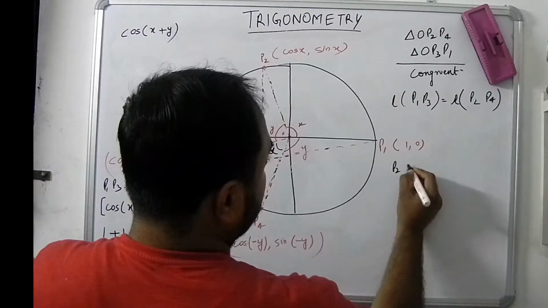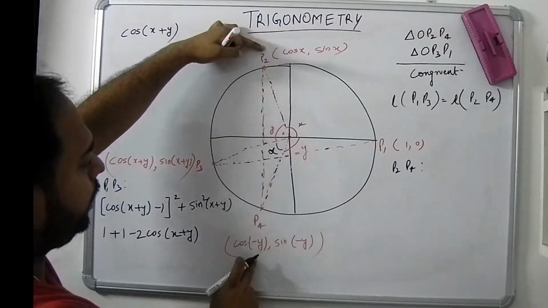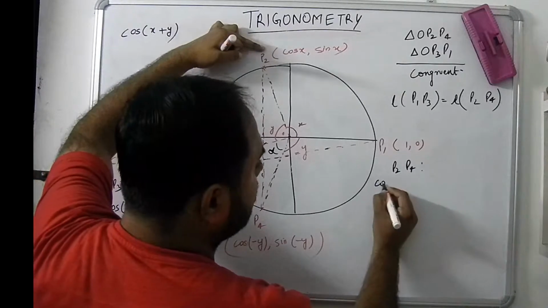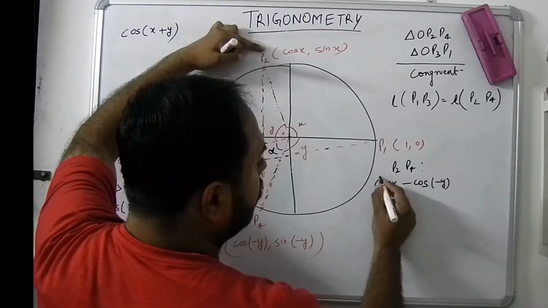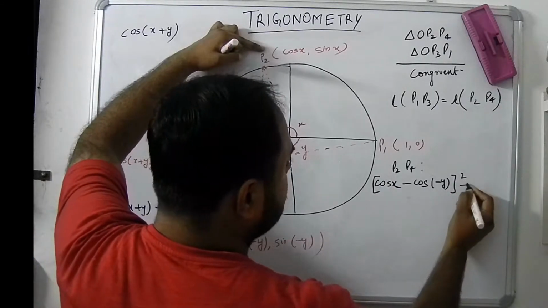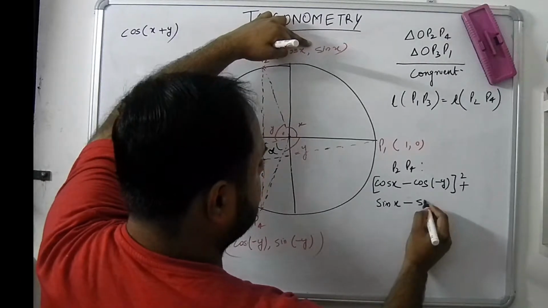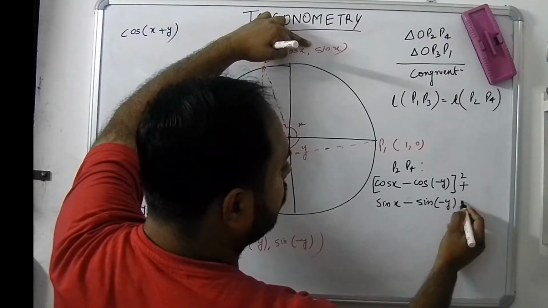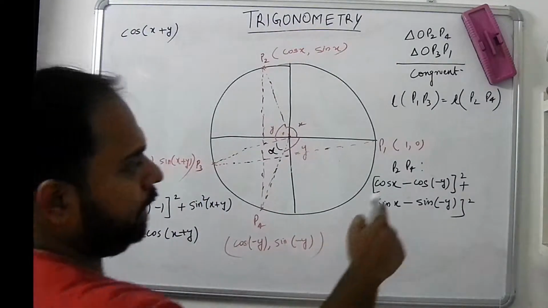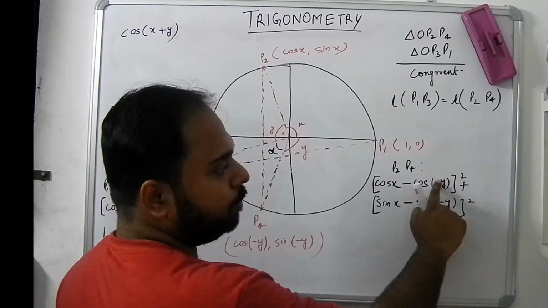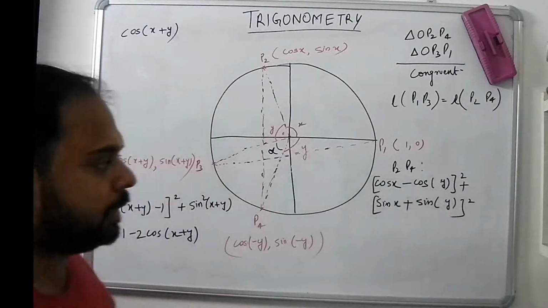What is P2, P4? So P2, P4 is nothing but cos x minus cos y. So it is cos x minus cos of minus y whole square plus sin x minus sine of minus y whole square, right? So now I know cos of minus y is cos y, I remove this, and sine of minus y is minus sin y, I make it as plus, right?